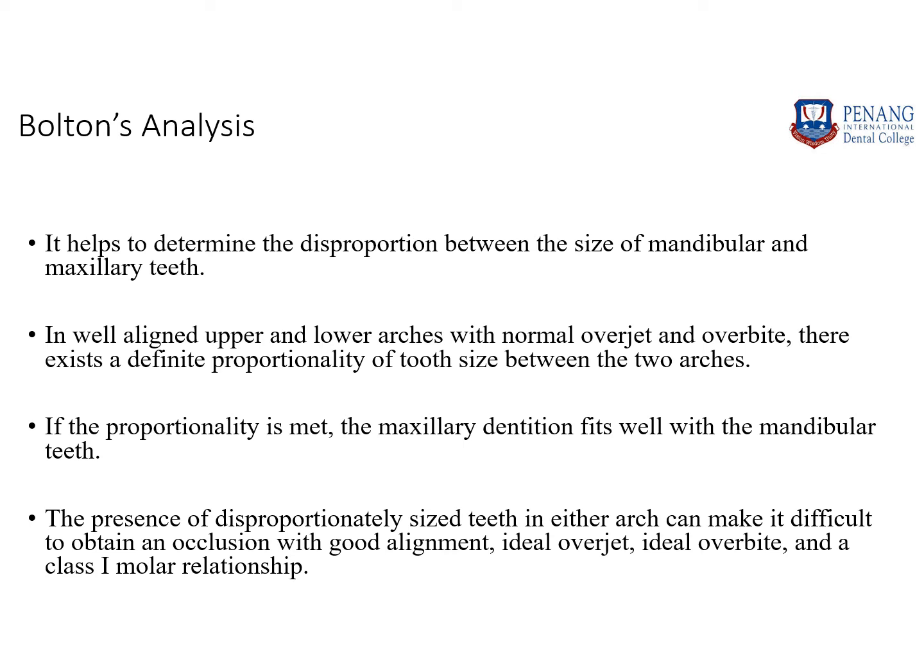in well-aligned upper and lower arches with normal overjet and overbite. There will definitely be a relationship or a definite proportionality of tooth size between the two arches. So if the proportionality is met, the maxillary dentition fits well with the mandibular teeth. At the same time, the presence of disproportionately sized teeth in either of the arches can make it difficult to obtain a good alignment, an ideal overjet, an ideal overbite, or even a normal class 1 molar relationship.